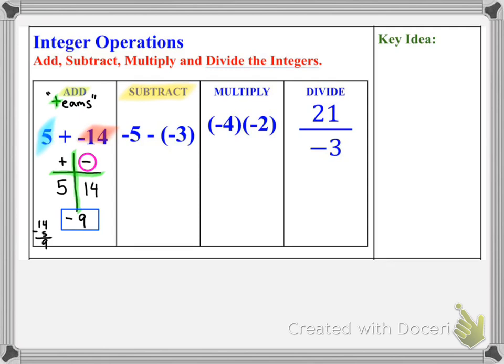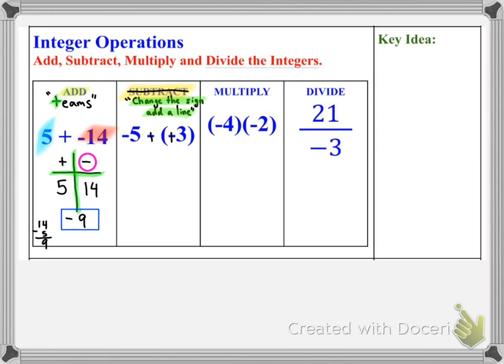The next one, subtract. For subtracting, it's going to be change the sign, add a line, because subtraction doesn't exist, right? So if subtraction doesn't exist, that means that we are going to do that. Change the sign. It was a subtraction, -5 minus a -3. So we're going to change the minus to a plus, and then we're going to add a line. So instead of a -3, now we're going to add a line. We're going to do this, and we're going to add the line this way.